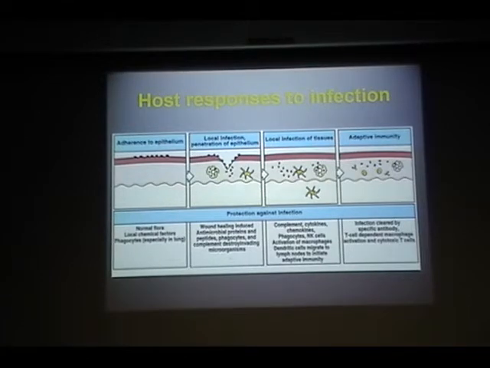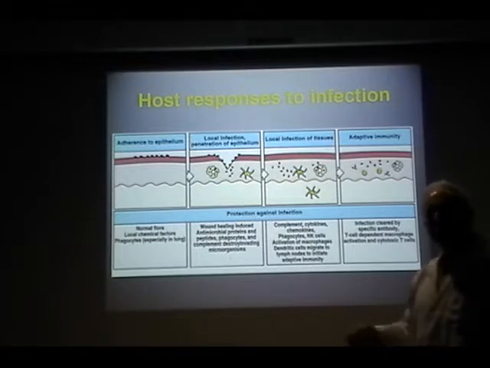Then you've got local infection tissue. Now you've got a localized infection. Now you've got dendritic cells playing a very, very important role, because they're the ones that bridge from this stage into this stage. They're the ones that now are taking stuff to the lymph nodes to activate clonal expansion within the lymph nodes for T cells and B cells.